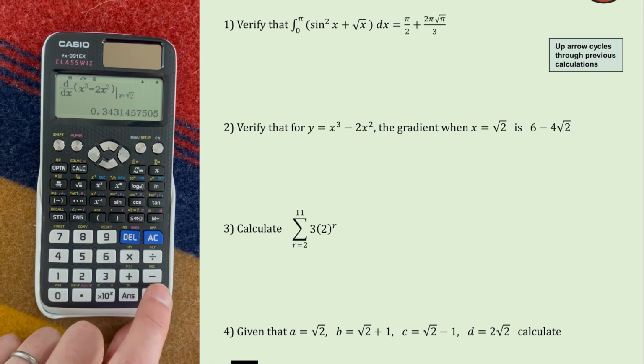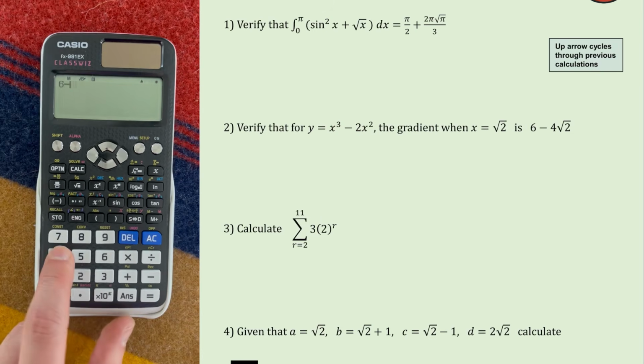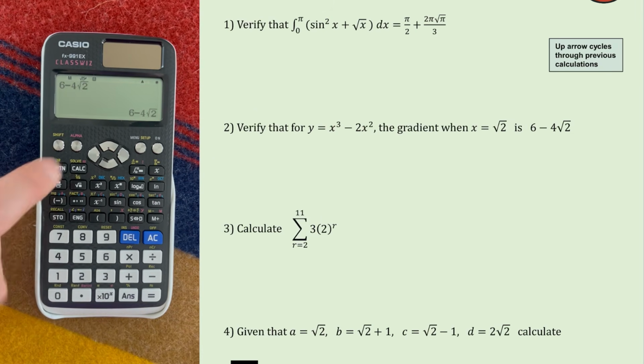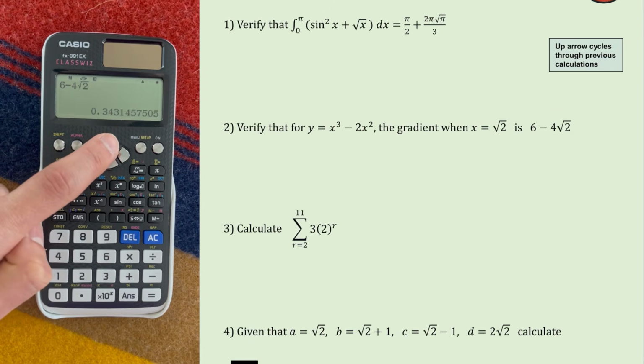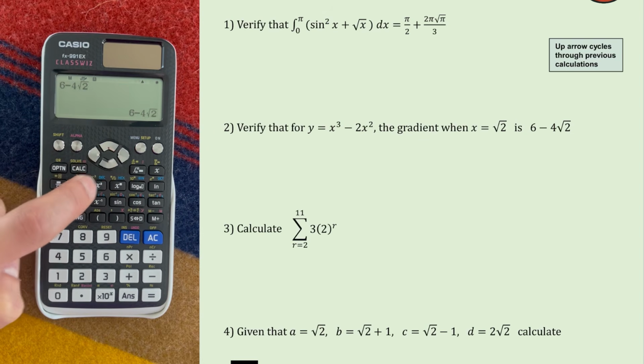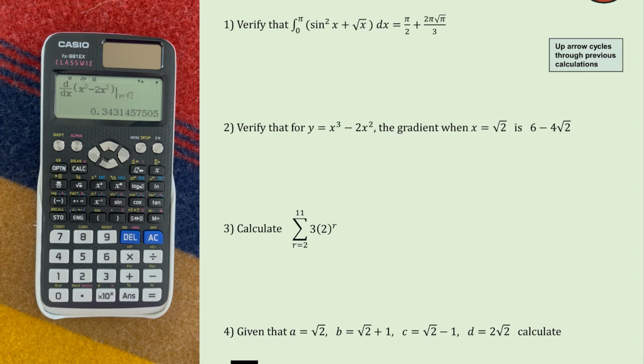So I'm also now going to clear this, and I'm going to do 6 minus 4 root 2. And then I can press SD, and then I can scroll up to compare it to the previous one. And yeah, they do give me exactly the same answer. So this one is also correct too.